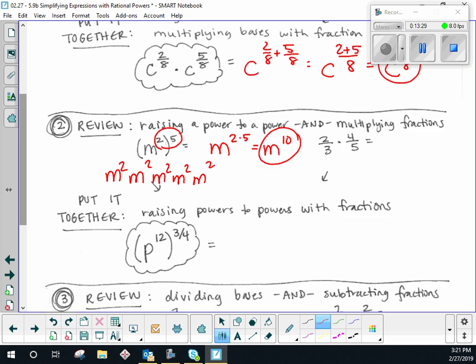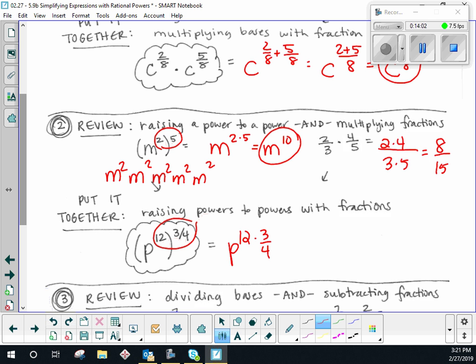So when I'm doing p to the 12 to the 3/4, I multiply those things. P to the 12 times 3/4. But here's the thing. Now I'm multiplying fractions. So here's an example of how to multiply fractions. Do you remember how to do that? Across the top, across the bottom. So this example would be 2 times 4 over 3 times 5, which is 8/15.